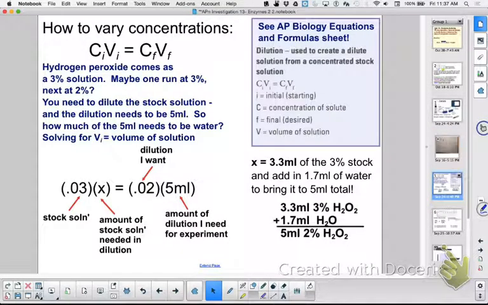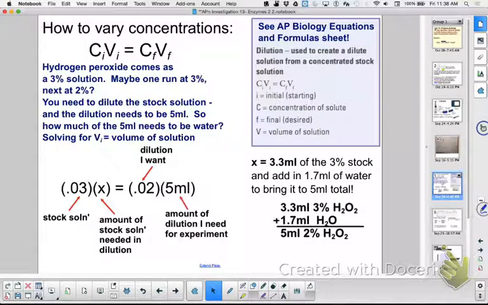This right here is one of your equations that you need to know. Besides rate of reaction, you have to be able to make dilutions. Sometimes they write it C1V1 equals C2V2, or I for initial and F for final. So you can learn how to make dilutions. I usually use this lab, and we do a 3%, a 2%, a 1%. But for the purposes of moving this along, we're going to do a 1.5% as one of our variables.